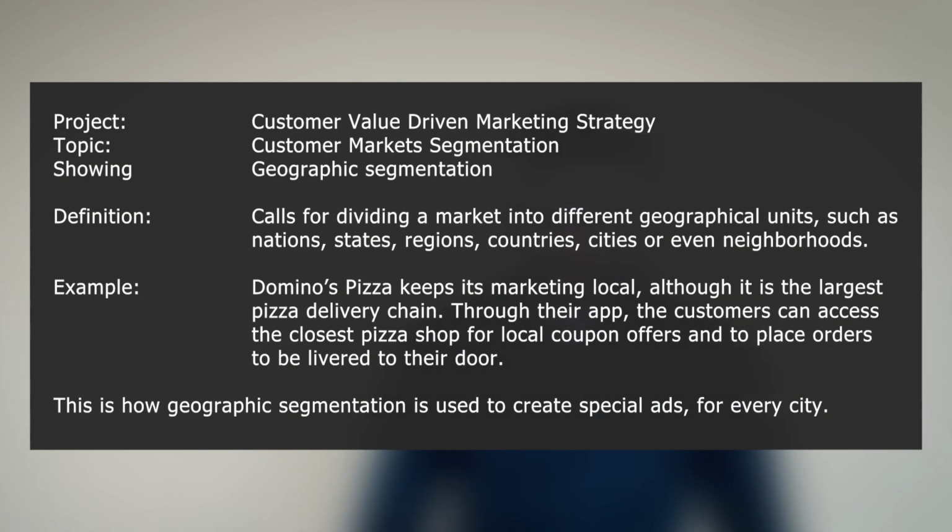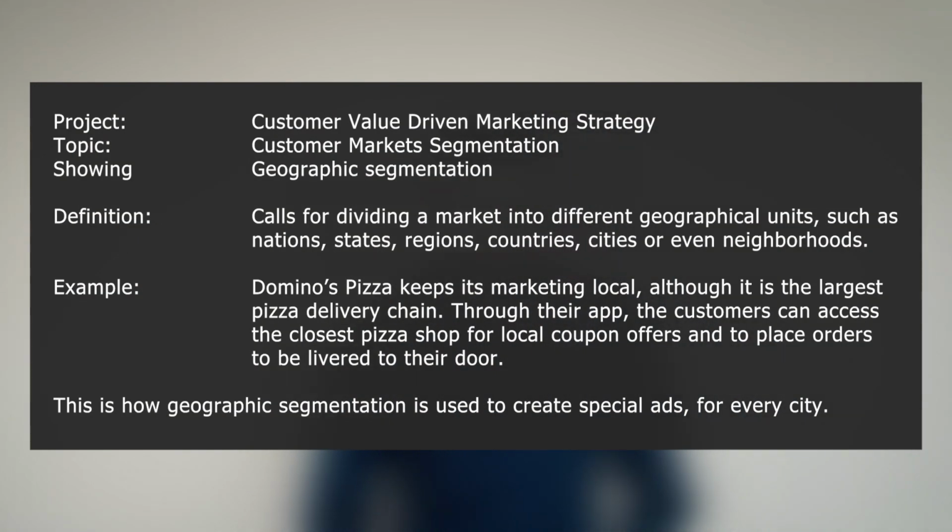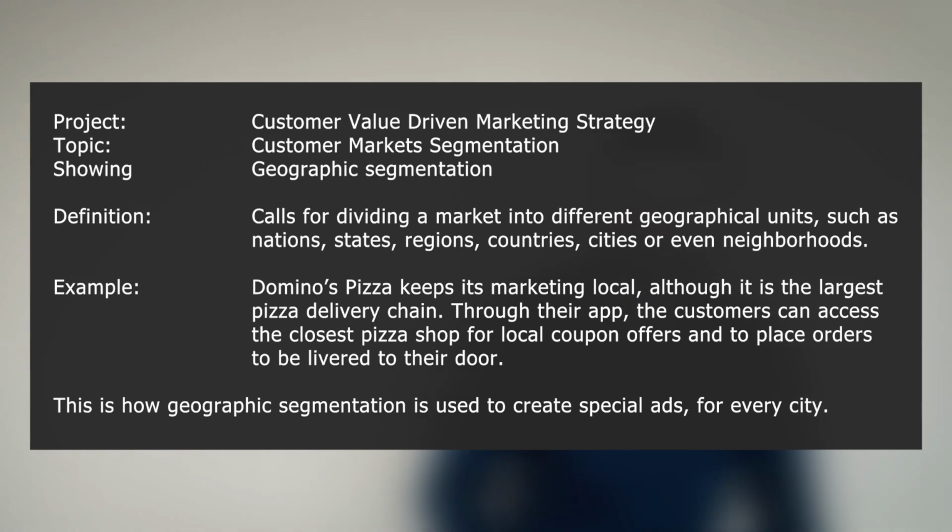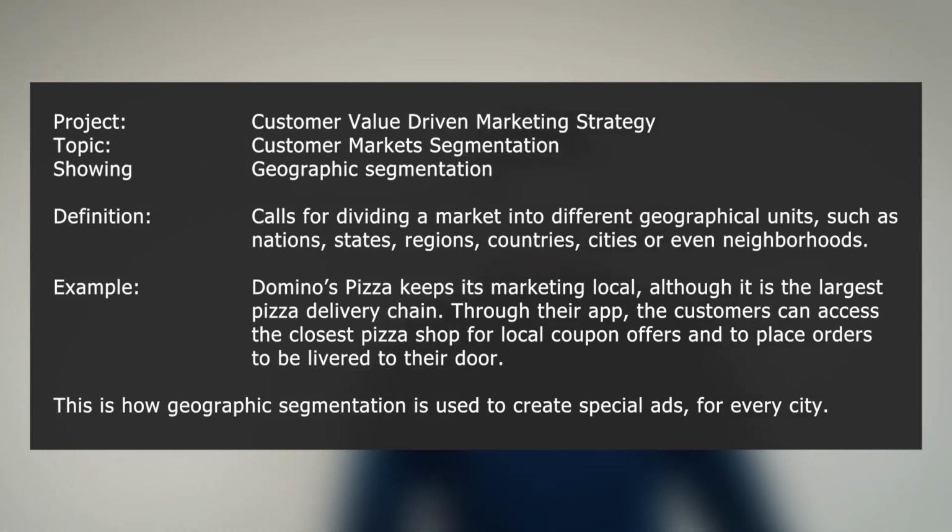Geographic segmentation calls for dividing a market into different geographical units, such as nations, states, regions, countries, cities, or even neighborhoods. For example, Domino's Pizza keeps its marketing local, although it is the largest pizza delivery chain. Through their app, the customers can access the closest pizza shop for local coupons and offers and to place orders to be delivered to their door. This is how geographic segmentation is used to create special ads for every city.